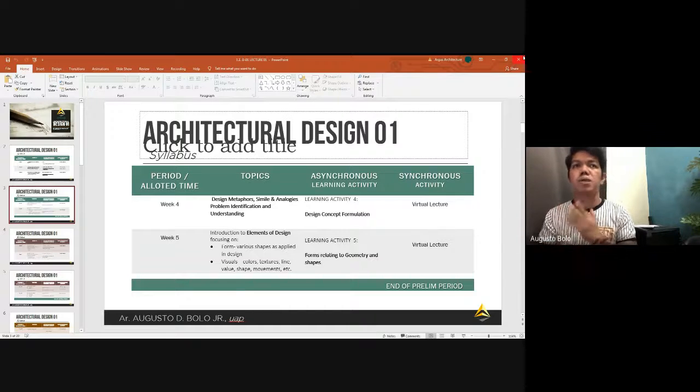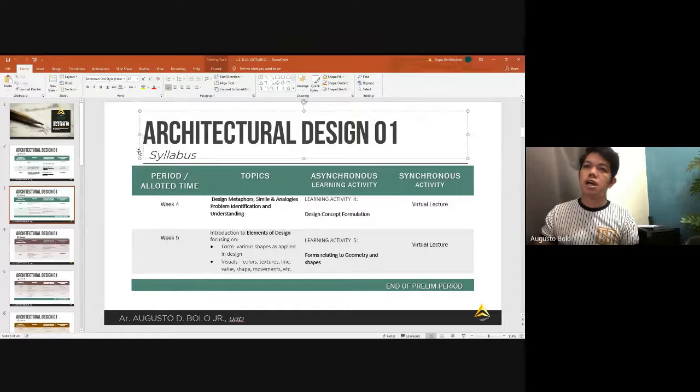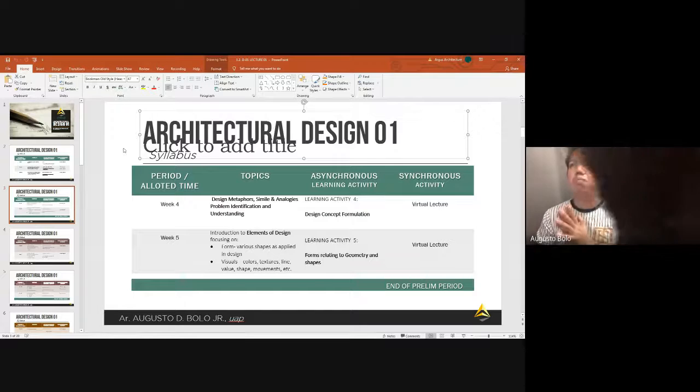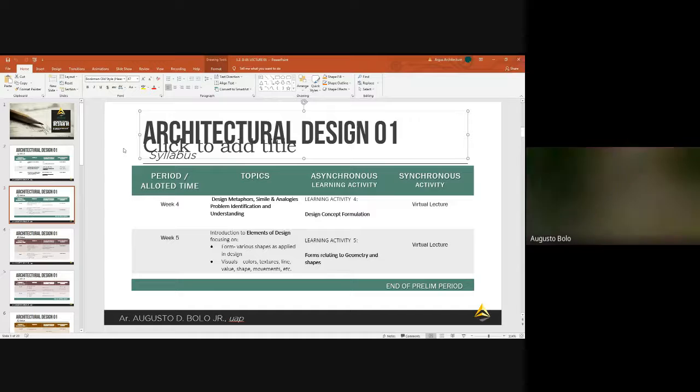What is a design concept? Just as an introduction, a design concept is behind every structure and every architecture that we have. You can see, for example, when you are viewing the Taj Mahal, Burj Khalifa, Burj Al Arab, and any other famous structures.